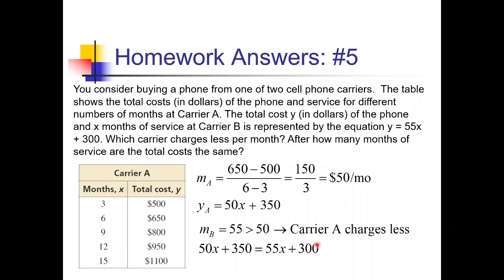Now if I subtract 300 over to the left, that'll give me 50. Subtracting 50x over to the right gives me 5x. And then dividing both sides by 5, we get x equals 10. So that's 10 months that it takes for these costs to come out the same.